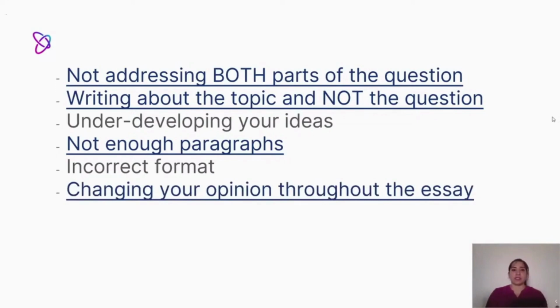There is another error that we face when we're writing our task 2. It's very easy to change our opinions throughout the essay. We might think, oh no, wait, this works for this, but no, I disagree with this, and you could be conflicted throughout your essay writing.